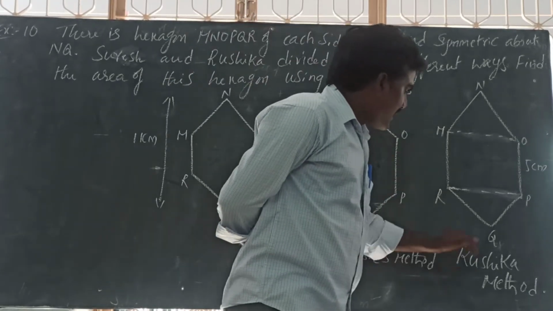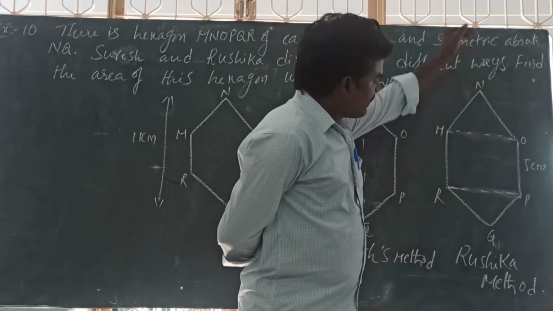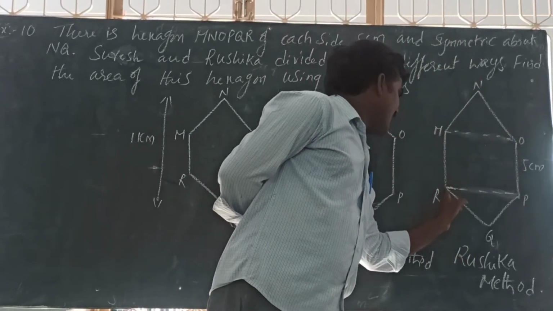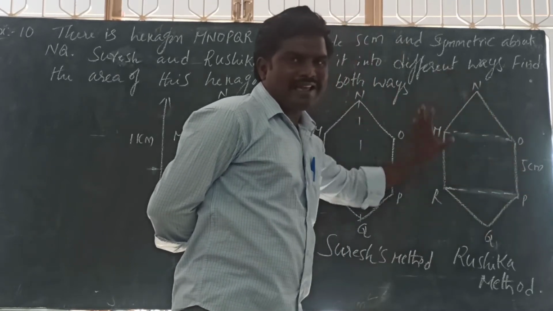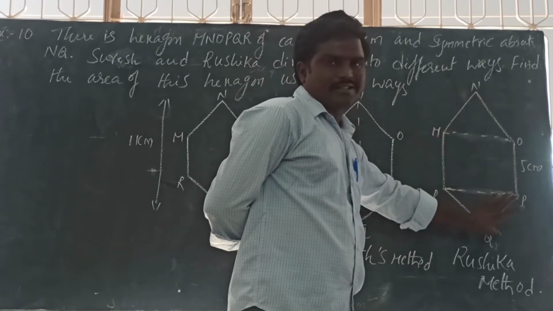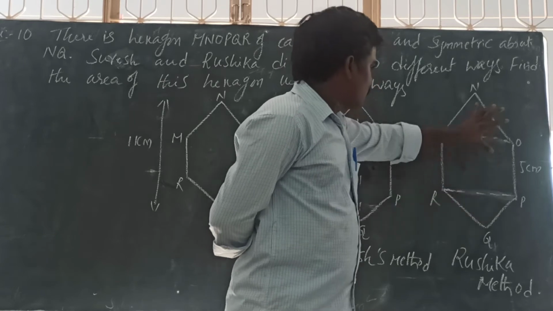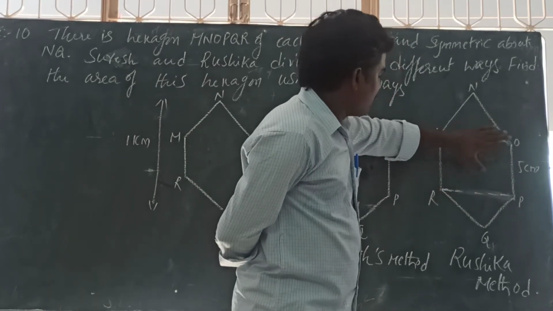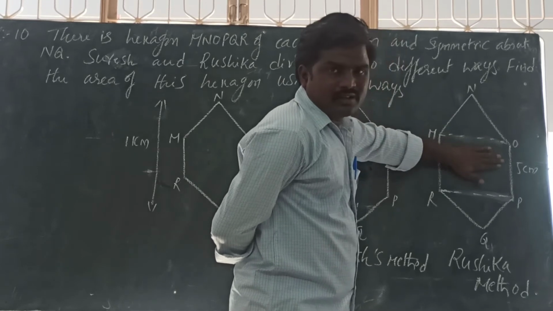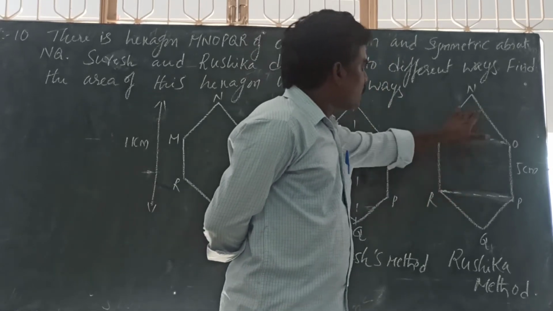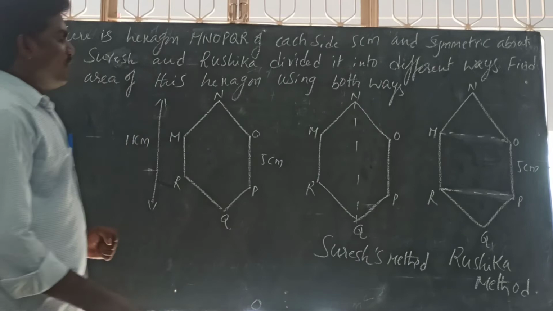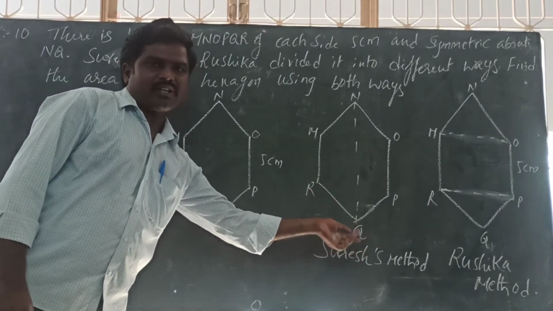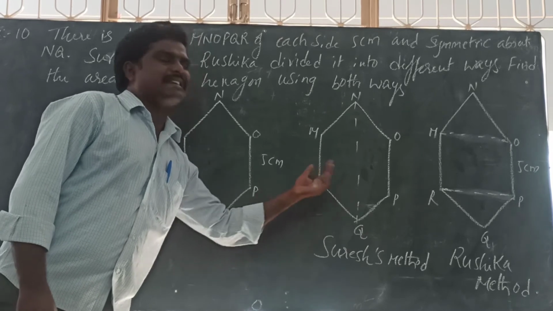Next, Rusika, how can we do that? She constructs two lines, line MO and line RP. The total hexagon is divided into three parts. In these three parts, there are two equal triangles and one rectangle. So, find Suresh's method and Rusika's method. We can use any method, we get the same answer.